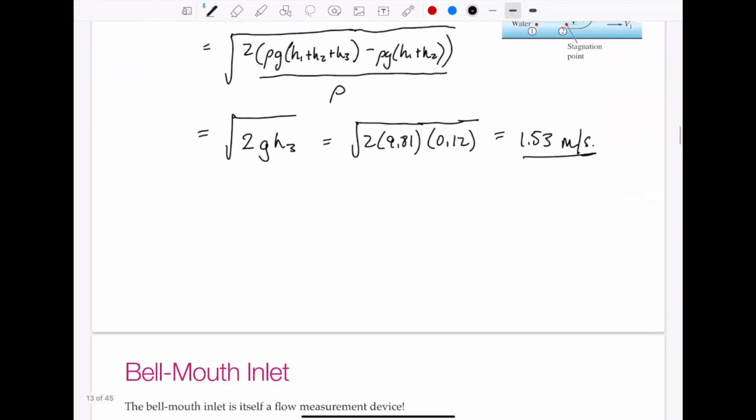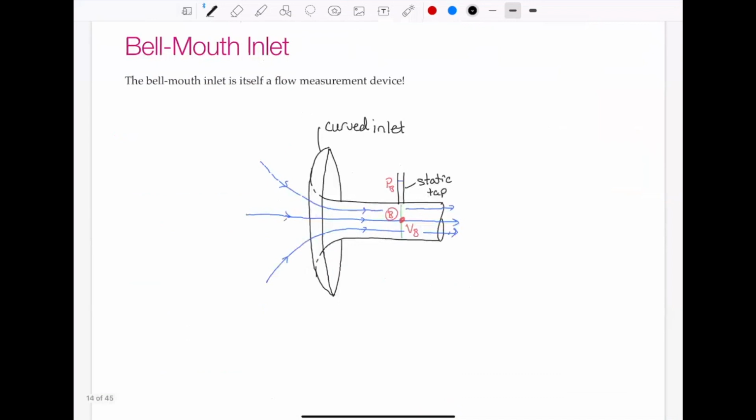All right, let's look at the next device. The next device that we can consider is something called a bell mouth inlet, and it is itself a flow measurement device. What it looks like is, if we imagine a trumpet horn and flow is going into the bell end of that trumpet horn, we can consider fluid at point A and fluid at point B. Fluid at point B will have some velocity VB, and at point A will have some velocity VA.